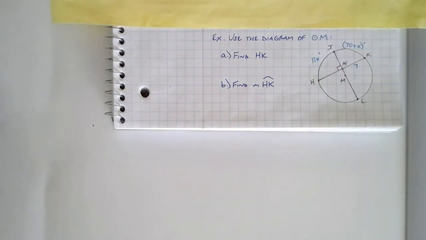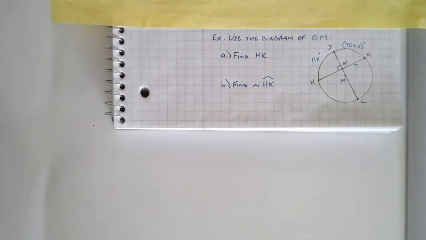If I get this situation where a diameter intersects a chord inside of a circle at a 90-degree angle, that diameter is chopping that chord in half exactly, and also that arc created by that chord in half exactly. And that gives us all the information that we'll need for these next two pieces.